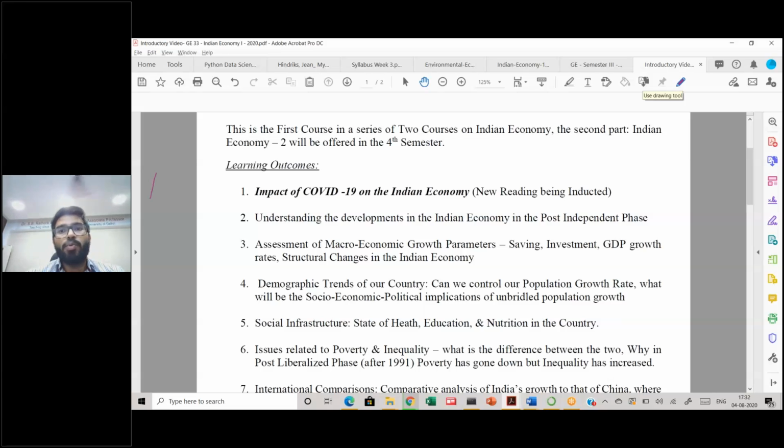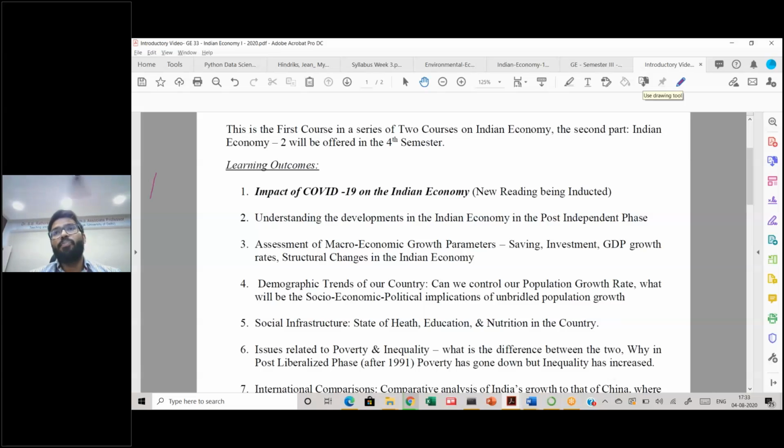You might have heard that over the last 20, 25, 30 years, especially after the 1991 reforms, which are also called the LPG reforms or the neoliberal reforms, the level of poverty has reduced. But if you see, the level of inequality has probably increased. Before 1991, you would not have found stark inequality in the country, where one person is traveling on a cycle and another person is traveling in a Mercedes. So we'll talk about that.